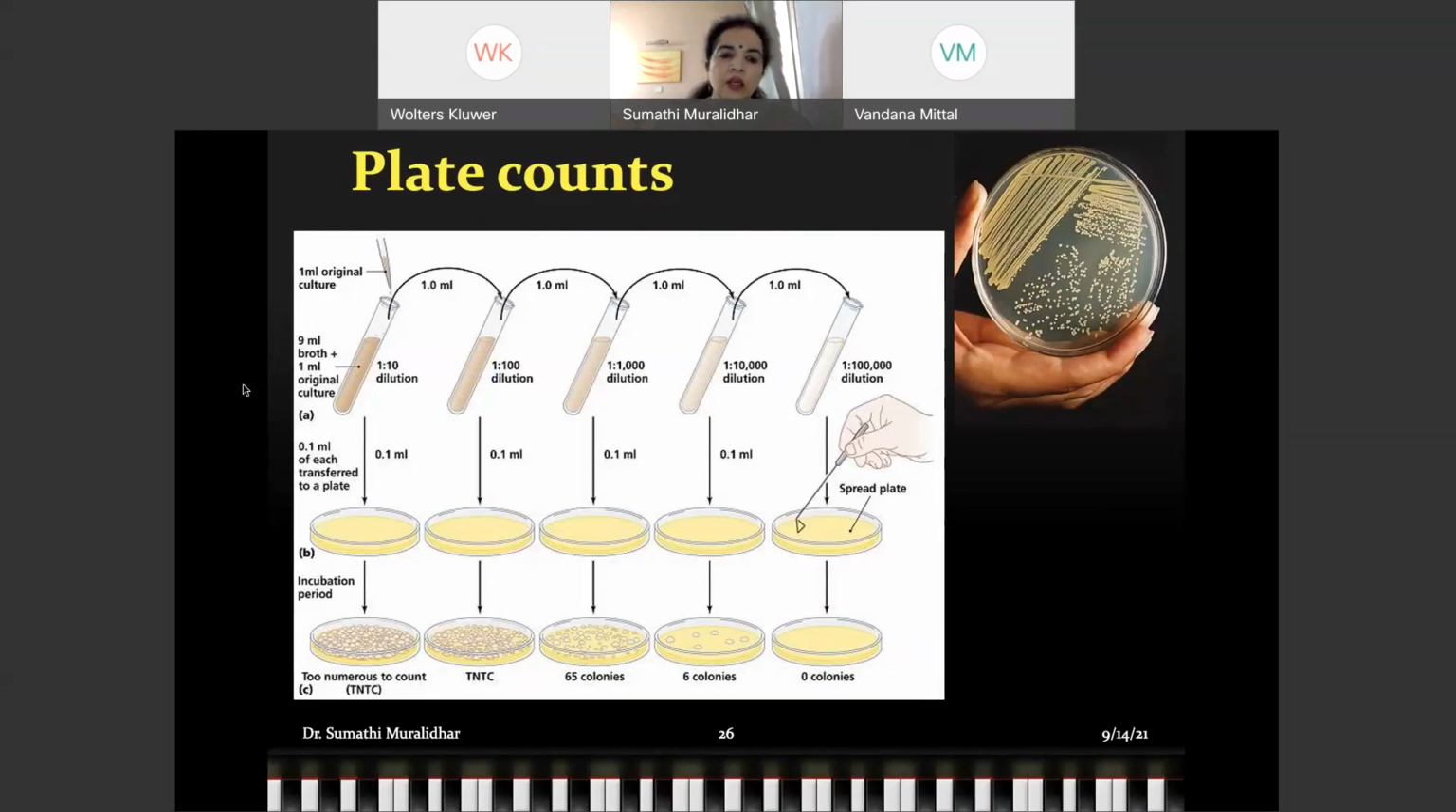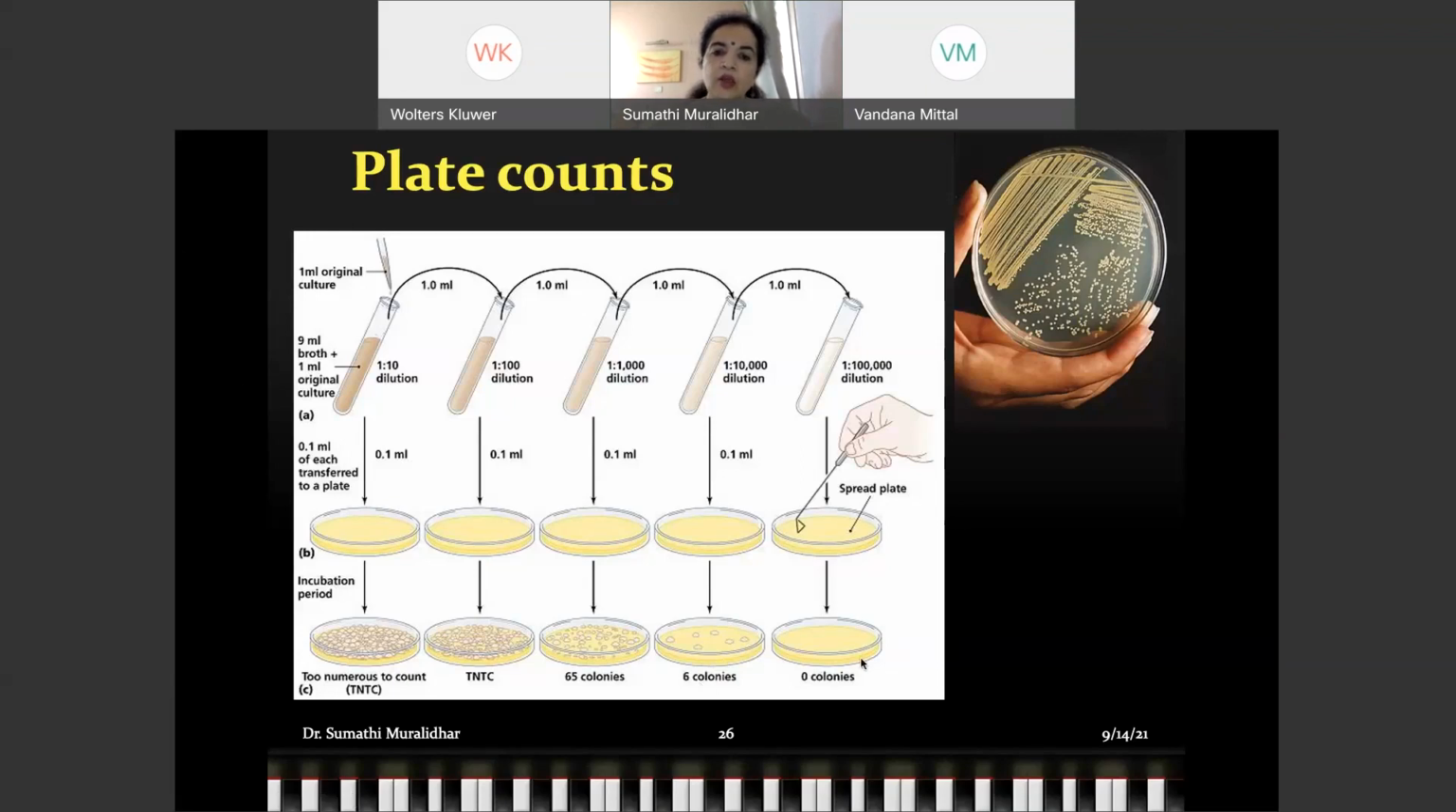So you have 1 in 10, 100, 1000, 10,000, and 100,000 or 1 lakh. So now 0.1 ml from each of these tubes, you plate them on the culture plates. And then you incubate them and you count the number of colonies. For example, in this, you find that 6 colonies are there in the second last tube plate, and the last plate at the bottom has 0 colonies.